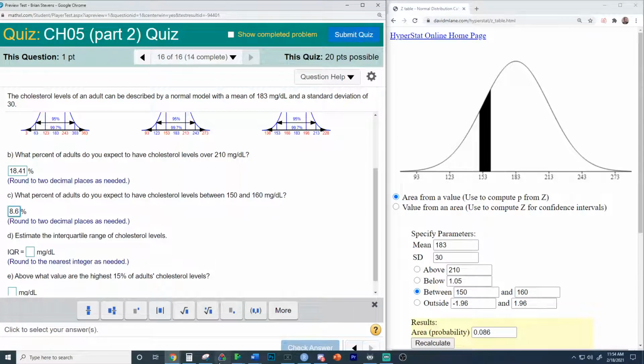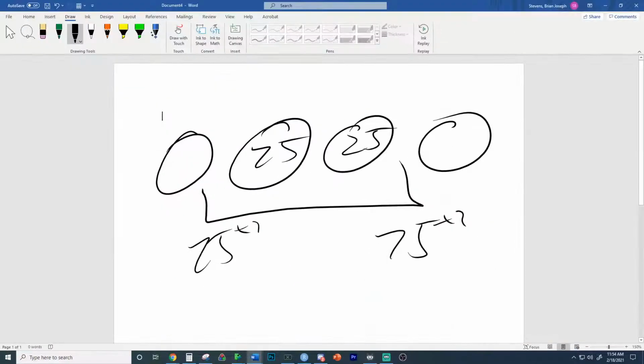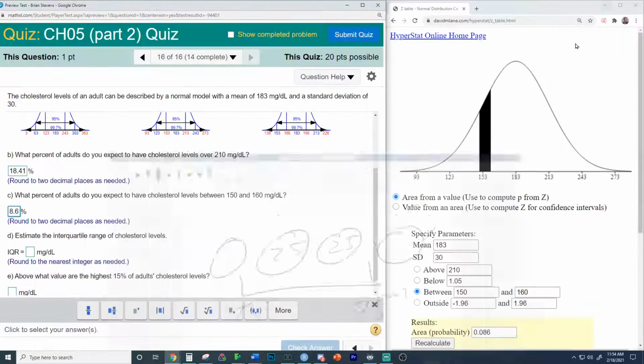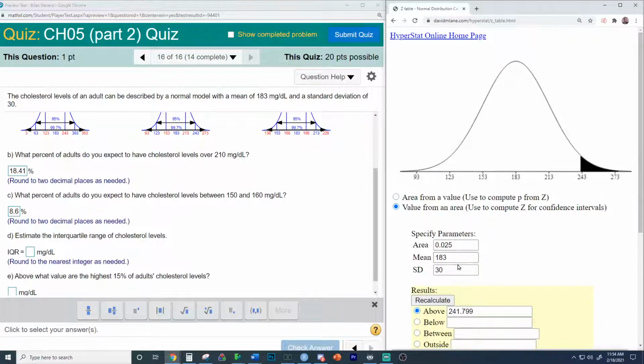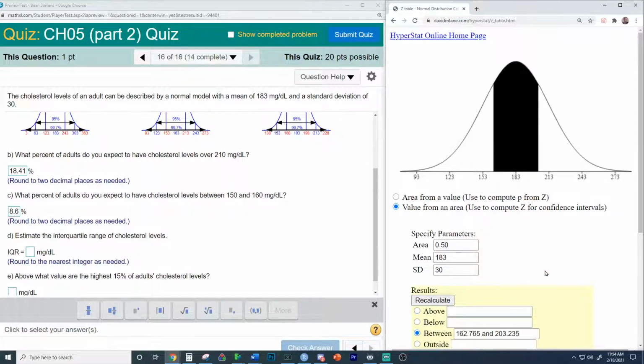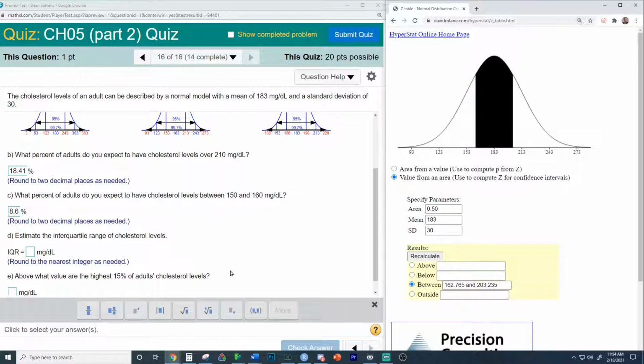Examine the interquartile range. The interquartile range is the middle 50% of the data, so it's going to go from the 25th to the 75th. We can graph this by going over to here. We've already entered in our numbers. We want 50% of the curve shaded, and we want to go between, and there's the middle 50%. So that is the middle 50%, and it wants to know the range of the IQR.